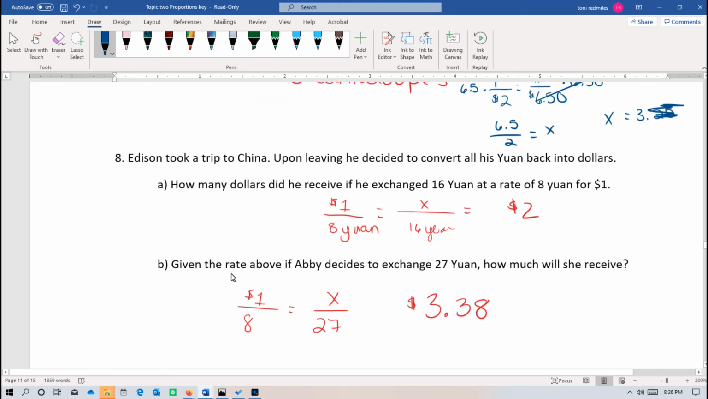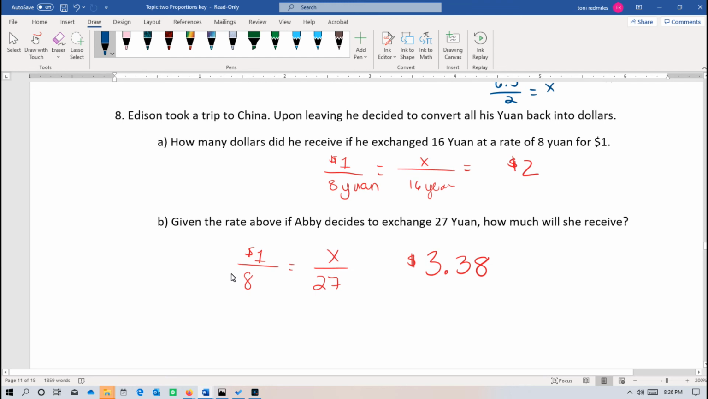Edison took a trip to China. Upon leaving, he decided to convert his yuan back into dollars. So here is the exchange rate. I already have it written out. All right, it's 1 to 8, because that's what it says here. How many dollars did he receive if he exchanged 8 yuan? And here's the exchange rate. So it's $1 over the 8.